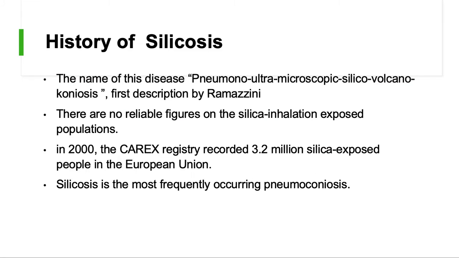The name of the disease, pneumono ultramicroscopic silica volcanoconiosis, first described by Ramazzini, was changed due to the types of exposed dust. There are no reliable figures regarding the silica inhalation exposed population. Nevertheless, in 2000, the CAREX registry recorded 3.2 million silica-exposed people in the European Union.